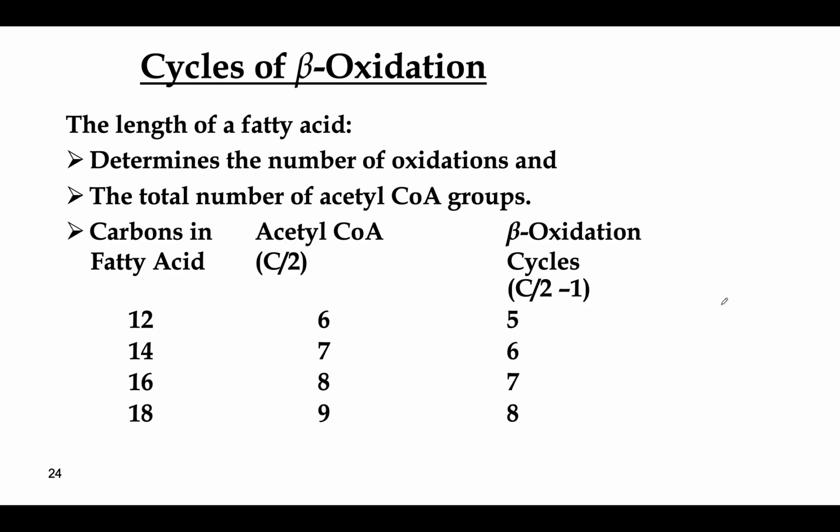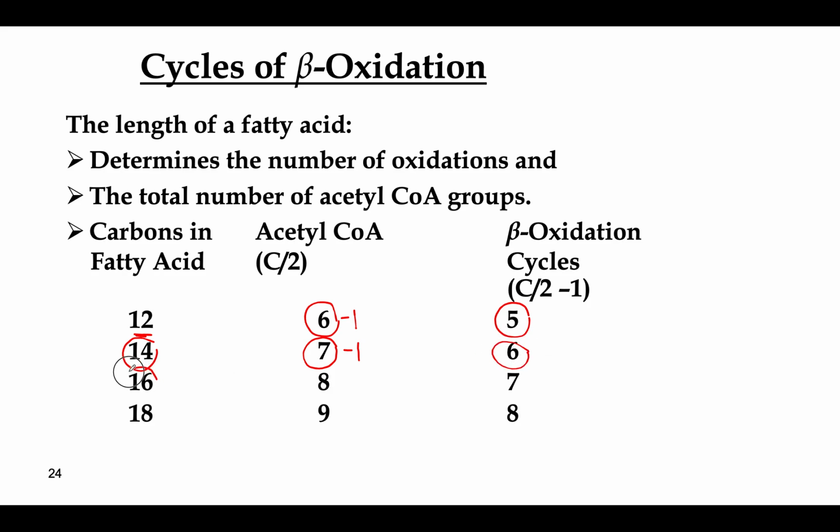If I want to write it down, if I have 12 carbons, the number of acetyl coenzyme A molecules that I will produce is 6, 12 by 2, but the number of cycles will be the number of acetyl coenzyme A molecules minus 1. If I have a 14 carbon containing fatty acid, then I will produce 7 acetyl coenzyme A molecules. The number of cycles required will be 7 minus 1, 6.